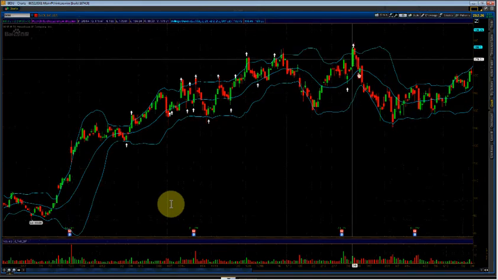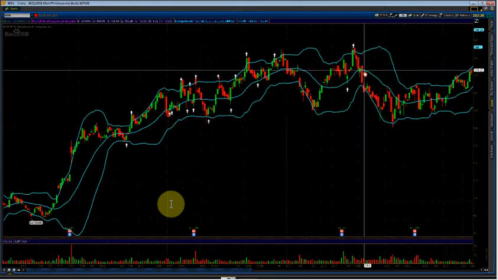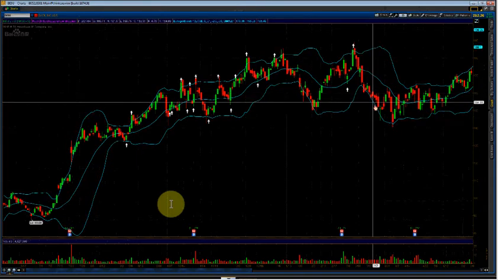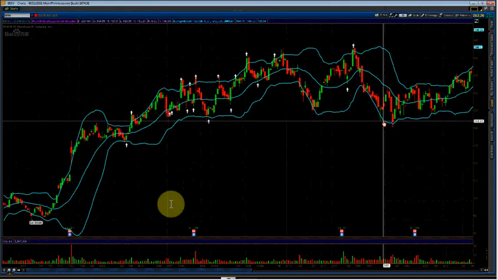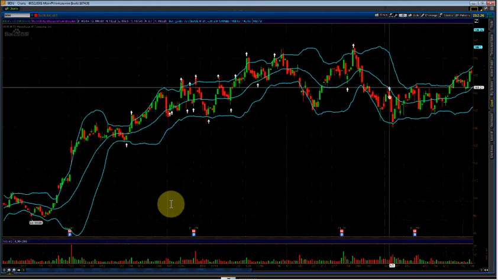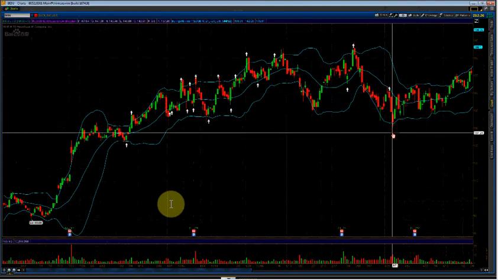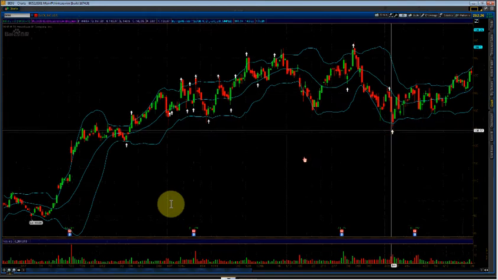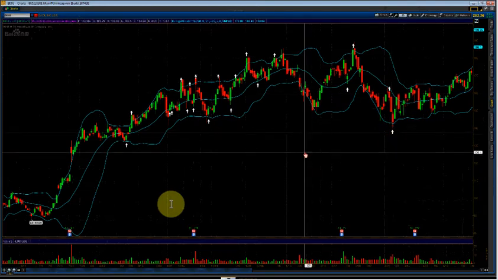Now I want you to look at something. As it turned around and came here and rode down this band, I'm probably going to miss that using the Bollinger Bands. But can't I buy puts this day? And would I not get a sell this day? Do you see that?